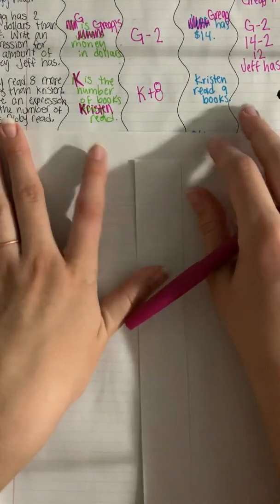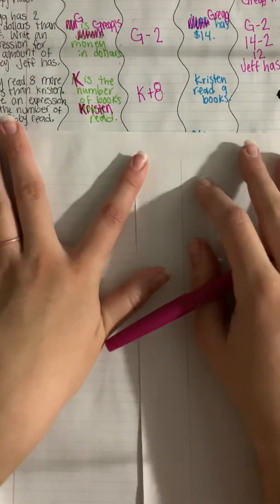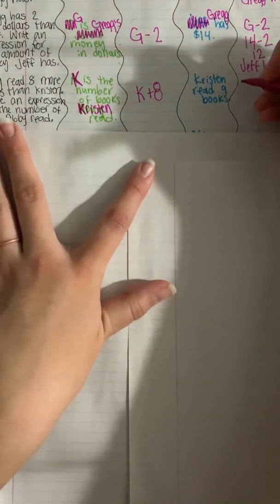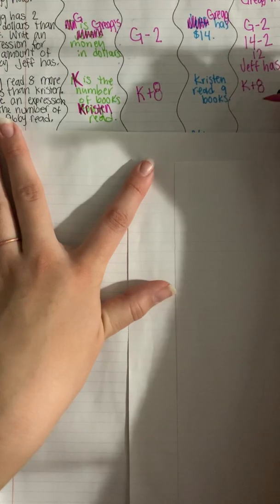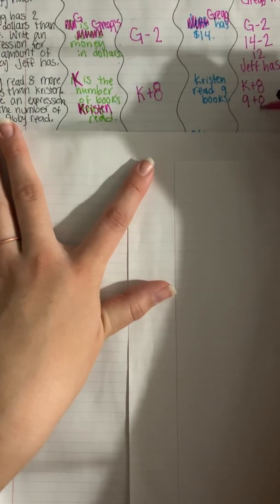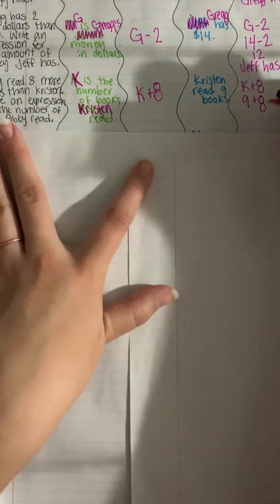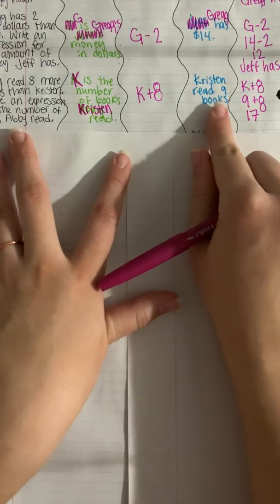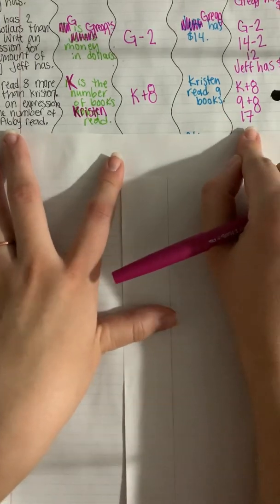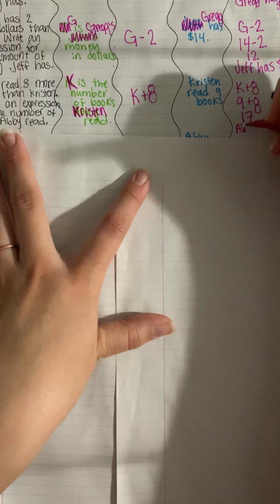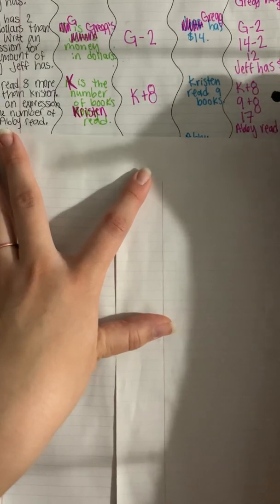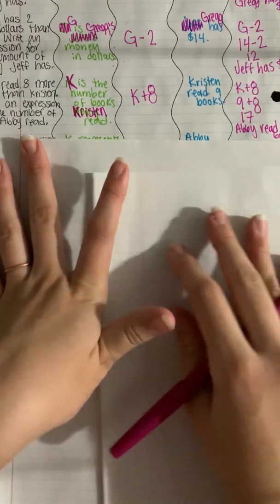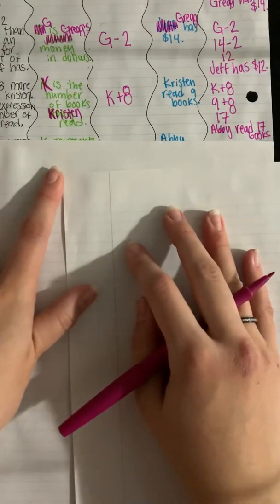And let's pretend Kristen read 9 books. Let's evaluate this if she read 9. Now I could pick any number, but let's just pick 9 because it would be easy to plug into this. So we're going to take our expression, K plus 8, and substitute in a 9 where we see a K. So now we have 9 plus 8 is 17. So when Kristen reads 9 books, Abby reads 17. Okay.